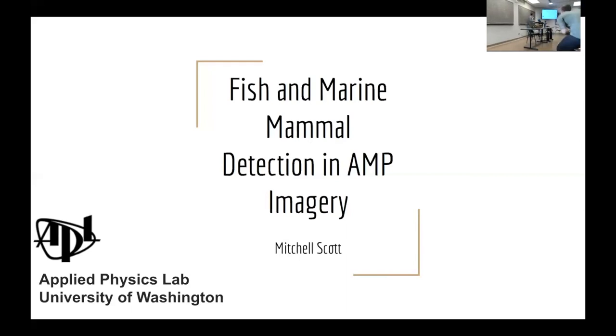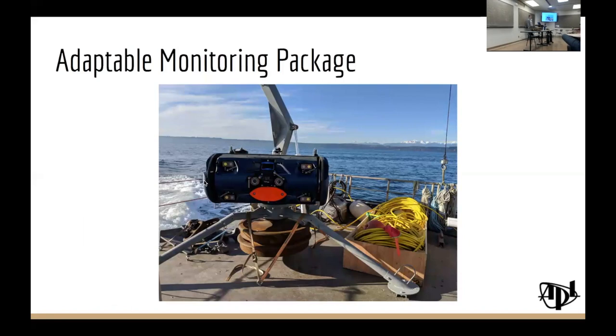As Paul was saying, the talk today is on fish and marine mammal detection in AMP imagery, where the AMP is the Adaptable Monitoring Package. Here's a photo of it on the way to Sequim. This was from, I think, February of last year. The AMP has a series of sensors. It has stereo vision cameras, a couple types of sonars, an echo sounder, a current profiler, a clarity sensor, and a hydrophone array.